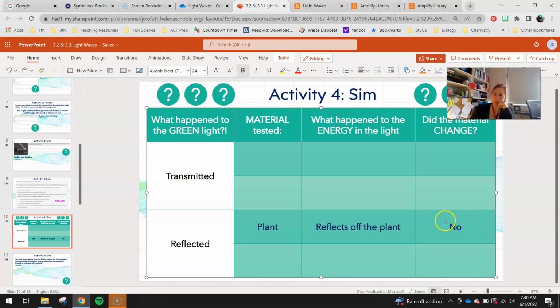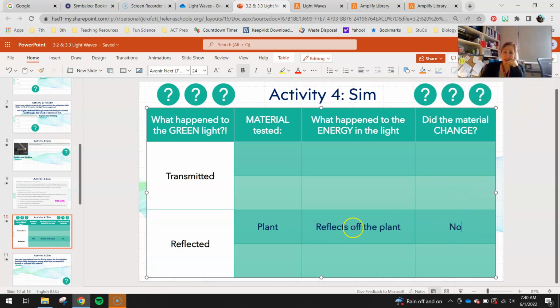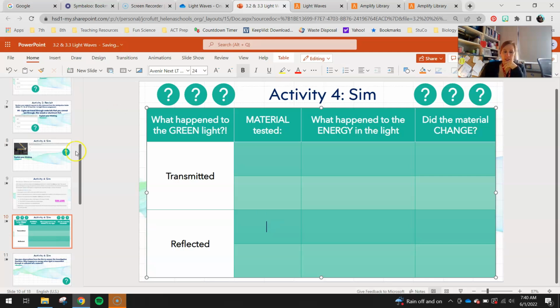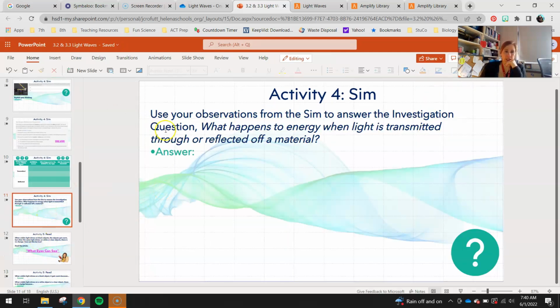No. Okay, so remember you get that from going to inspect. Okay, and then I would find another one that reflects and fill that out here. And then I'd find one that transmits and a second one that transmits and fill that out here. Okay, so you guys can go ahead, take a second, pause this video. You guys can complete that data table and then answer this question.